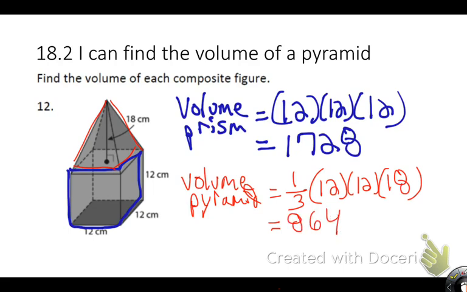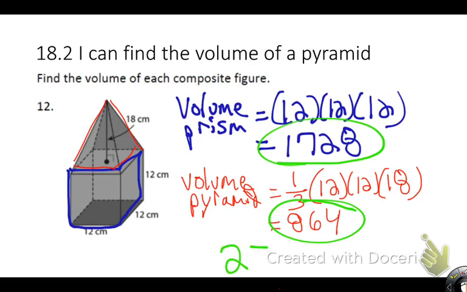We're going to add those two together. So we're going to add this one, and then we're going to add this one. So the two added together, let's see, 864 plus 1728, that is 2592, and that is what? Cubic centimeters.